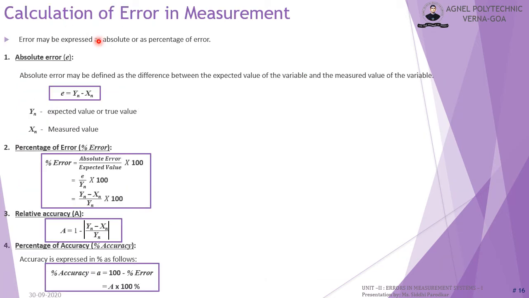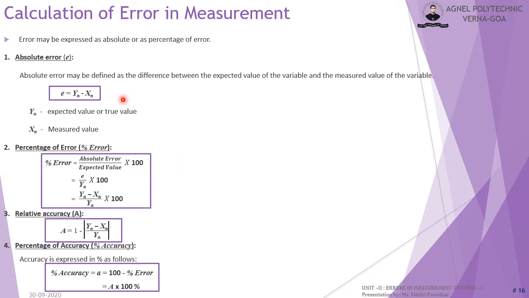Now let us learn how to calculate the error in the measurements. Error can be expressed as absolute error or as percentage of error. Absolute error is defined as the difference between the expected value yn and the measured value xn of the variable. It is denoted as E, and mathematically it can be written as E is equal to yn minus xn. Similarly, percentage of error is given as absolute error divided by expected value into 100.